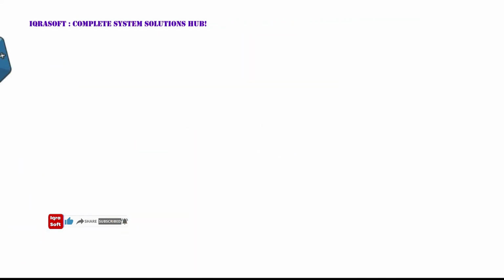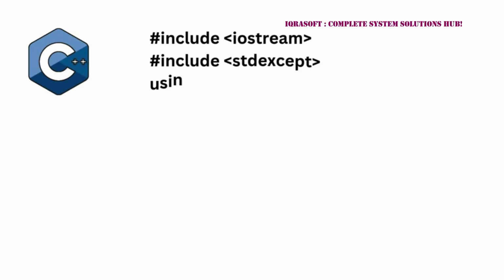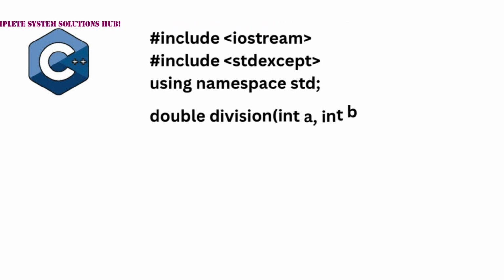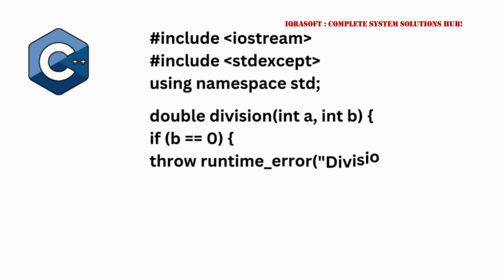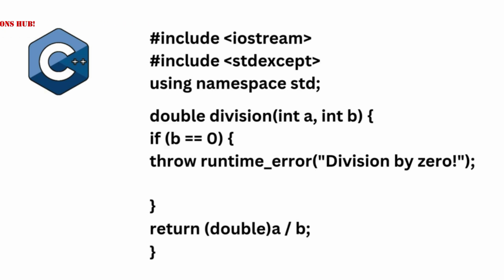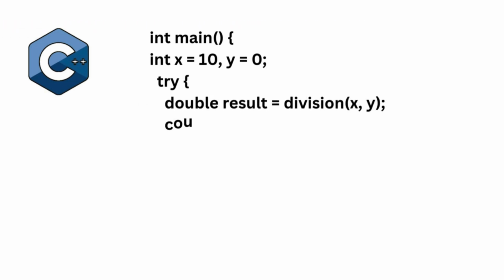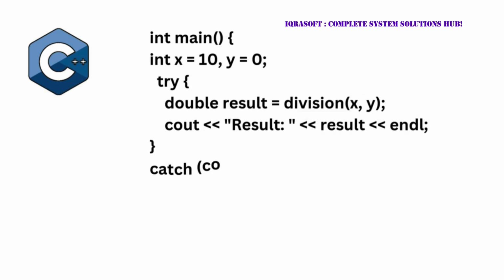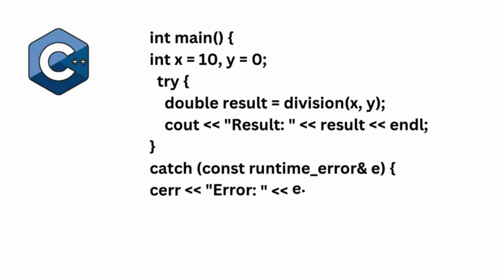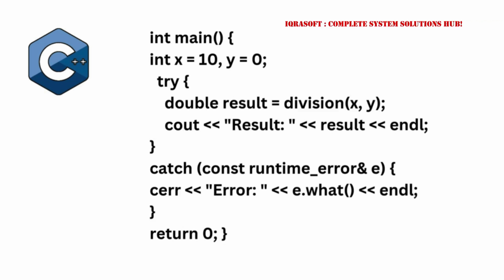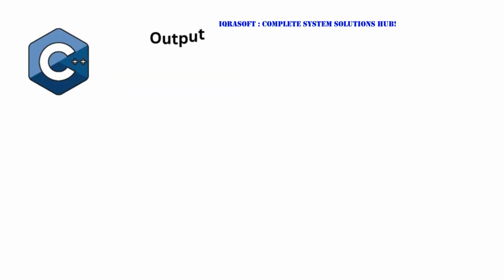Example. #include <iostream> #include <stdexcept> using namespace std; double division(int a, int b) { if (b == 0) throw runtime_error("Division by 0"); return (double)a/b; } int main() { int x = 10, y = 0; try { double result = division(x, y); cout << result << endl; } catch (const runtime_error& e) { cerr << "Error: " << e.what() << endl; } return 0; } Output: Error: division by 0.